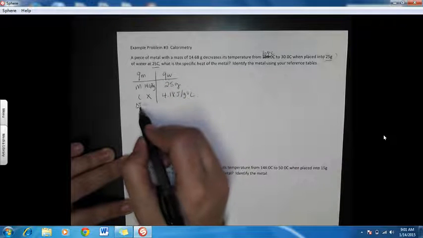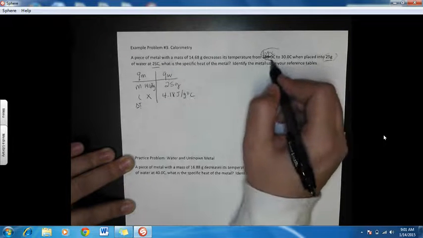And then what's the change in temperature of the water? Well, the change in temperature of the metal first, we have from 109 to 30. So again, delta T for the metal will be final minus initial, 30 minus 109 would be -79 degrees Celsius. And then the change in temperature of the water would be the final temperature, which is also 30, minus 25. And so that would be a positive 5-degree change.